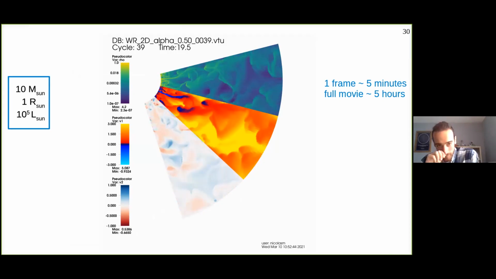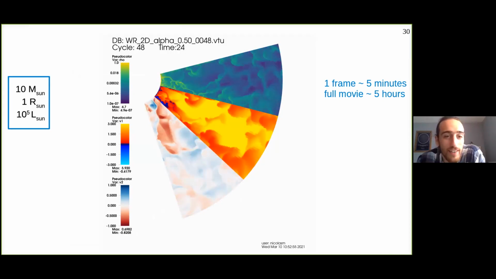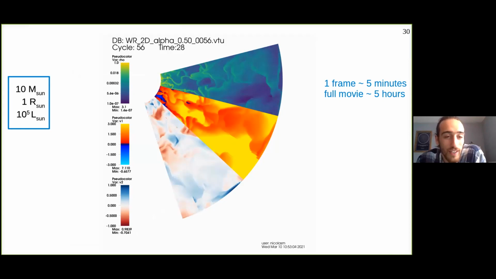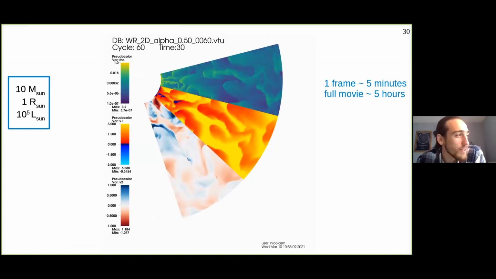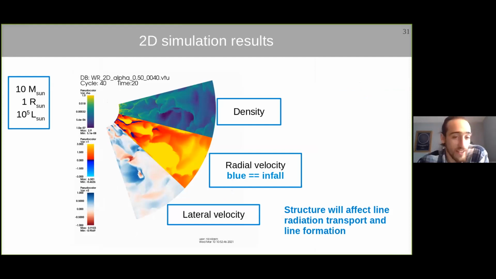Okay, so the takeaway message here is that there's a lot going on. There's a lot of dynamics, a lot of gas moving up and down. And if you look at the density, there's also a lot of structure formation. You have clumps, and it's not spherically symmetric at all. And this is structure that will, of course, all affect the transport of radiation through this medium, and thus also affect the formation of spectral lines in the wind.